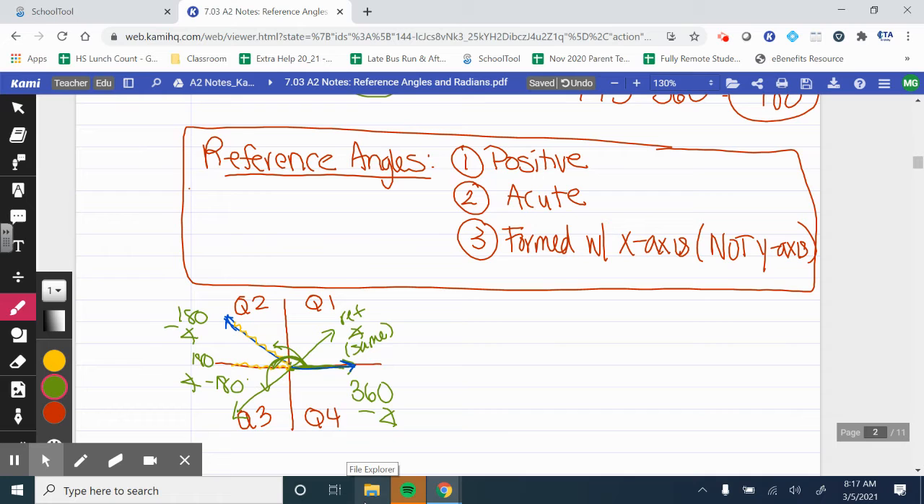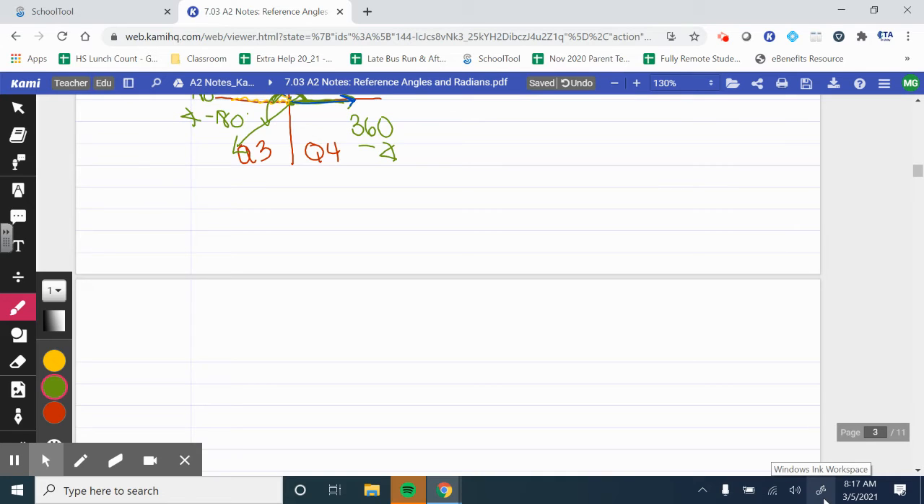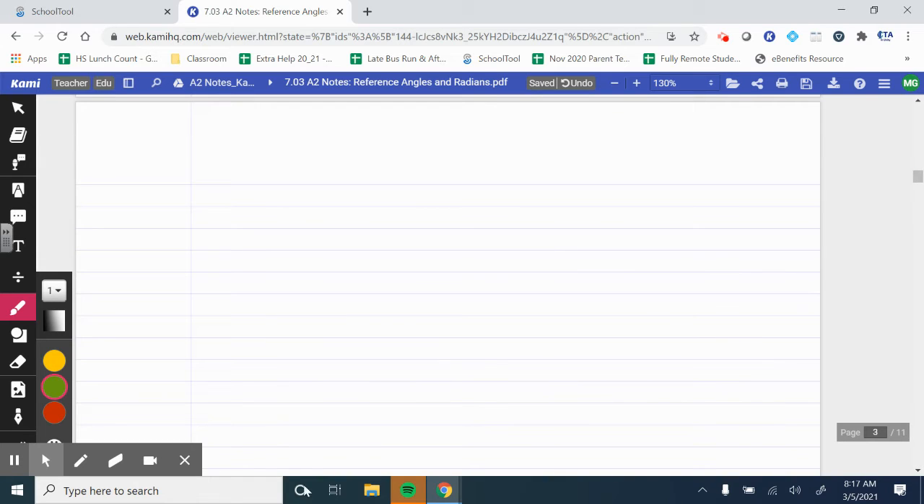So some students like to just memorize those rules. Most students, though, like to just figure it out as they go. So let's take a look and do some of these to see what I mean to figure it out as you go. So now we're on number 7. So all of the next problems, we're going to find the reference angles of each. So the first one is 60 degrees.